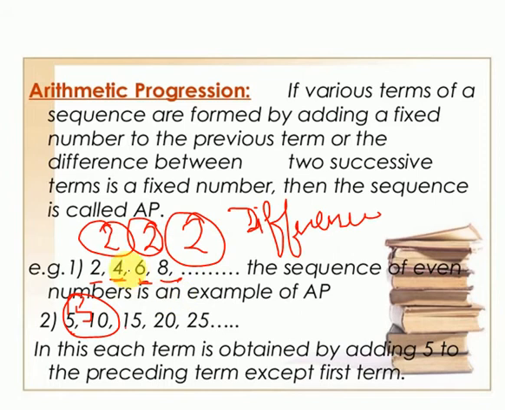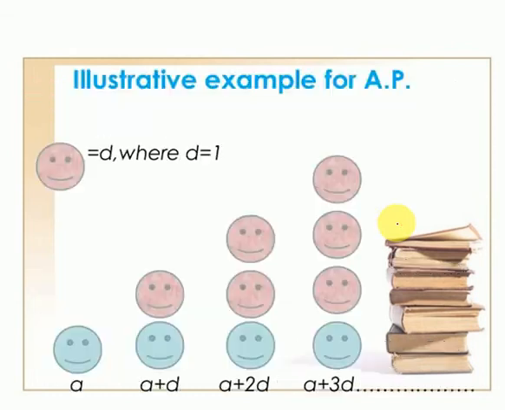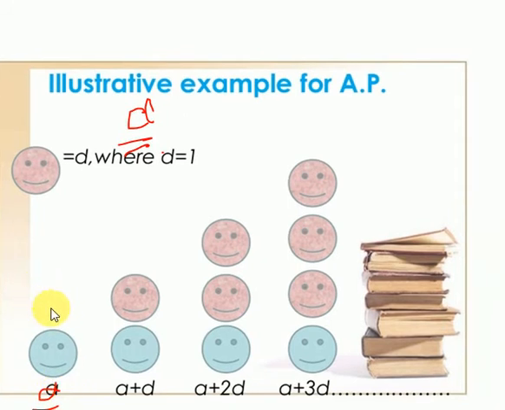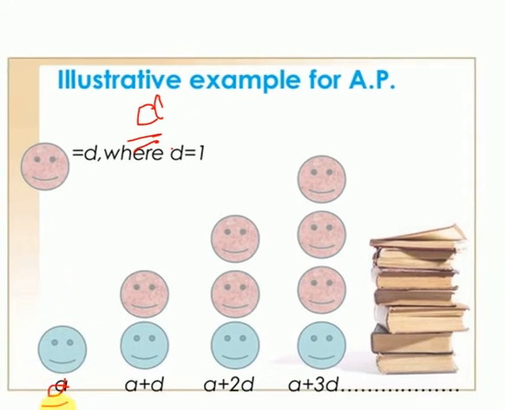Okay, but the difference is equal for all. Here also it is 2, here also it is 2, here also it is 2. So because the difference is equal, we can call it the common difference, and the common difference is represented by small d. Okay, now a is the first term. So the first term is called a.